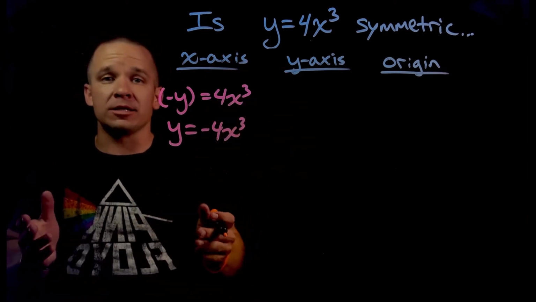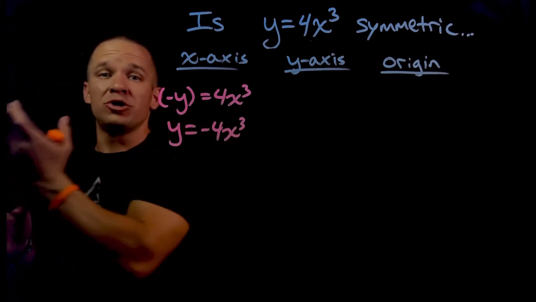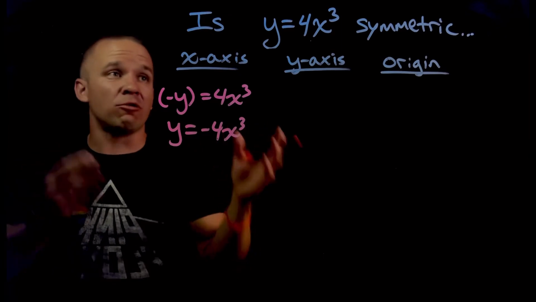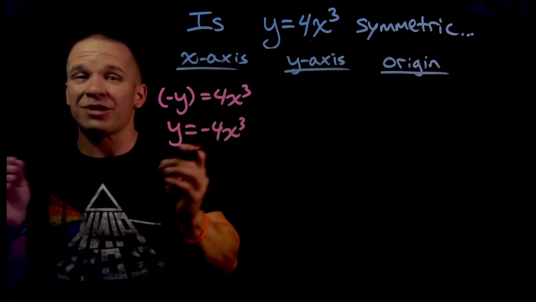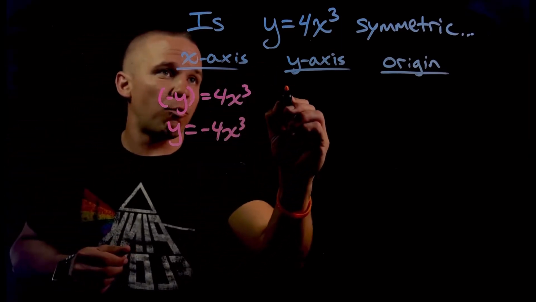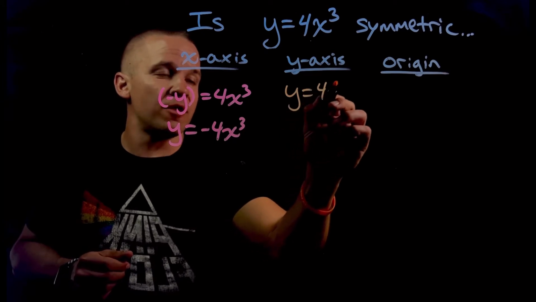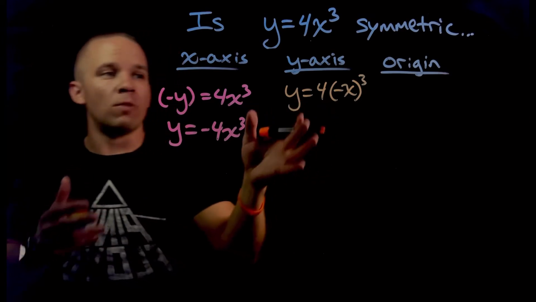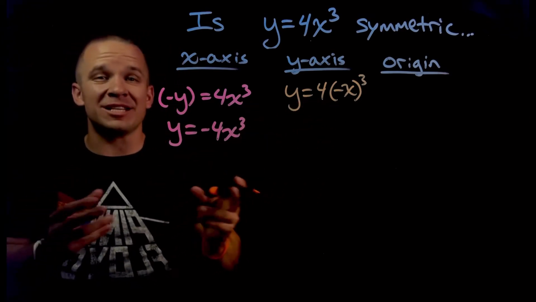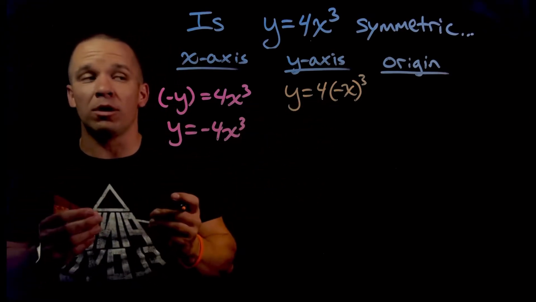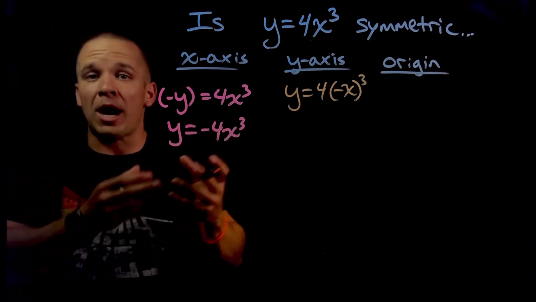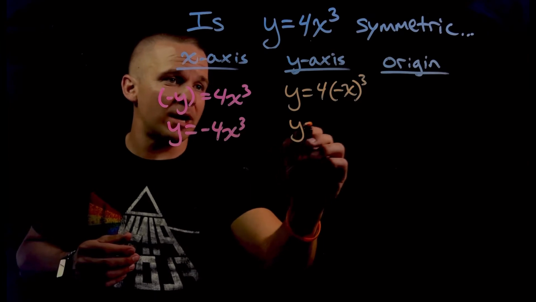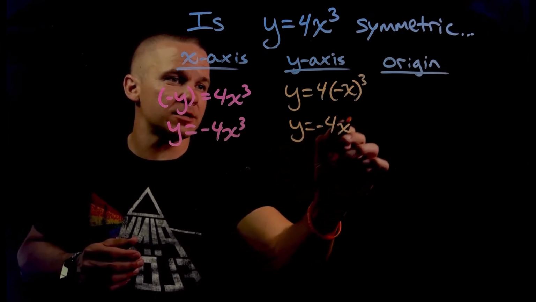So for the y-axis, same kind of logic, but I'm going to be changing my x values from positive to negative and seeing if they match up on that graph or just within the equation without actually graphing it. So I'm going to have y equals 4, and then parentheses, negative x cubed. Well, when I cube a negative, it retains its sign. Anything negative going to an odd power is going to stay negative. If it's positive, it's going to stay positive. So here I've got y equals negative 4x cubed.